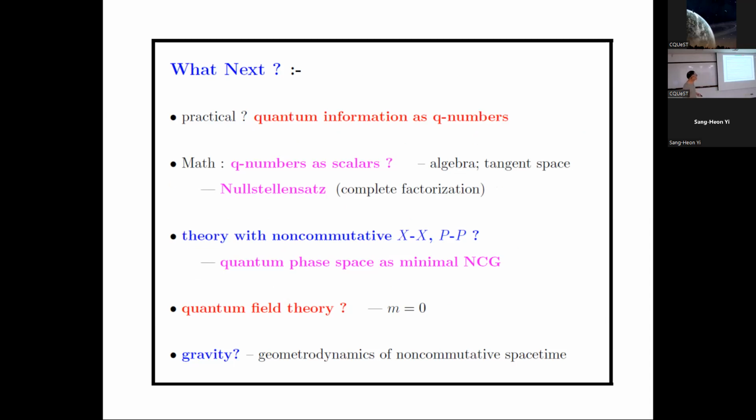Now it could be more interesting when we have x's not commuting and p's not commuting, which corresponds more to what other people talk about in non-commutative geometry, except my emphasis would be that you only want to look at phase space. Non-commutative geometry of something like configuration space only is completely meaningless. You have to focus on phase space. Now, I have Lorentz covariant quantum mechanics. How about quantum field theory? I'm starting to work on that. How about gravity? I'm also starting to think about it.